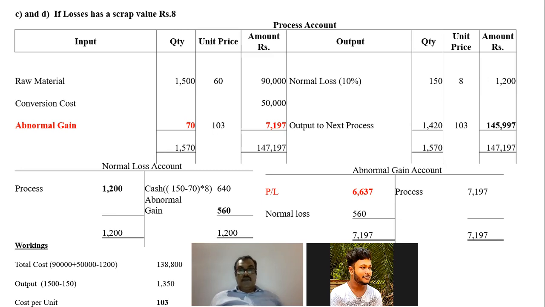Practically, how many units are left? Scrap items. You introduce 1500, your production process gave you 1420. Therefore, what is really physically left in your store in the form of scrap or damage or whatever form?